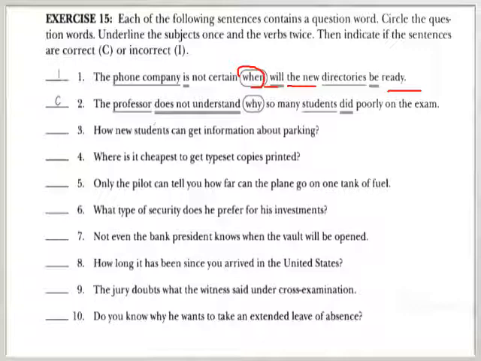Fine. Number 2, the professor does not understand why so many students did poorly on the exam. Here also, this is a sentence. It's not a question, so there is no need for the inversion. So let's make sure that there is no inversion. Why? So many students is the subject, did is the verb, so there is no inversion. There's the subject and there is the verb, so the sentence is correct.